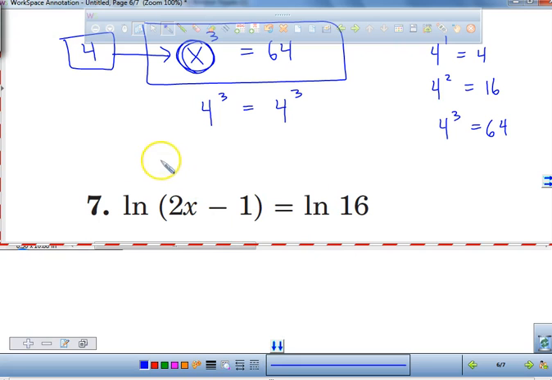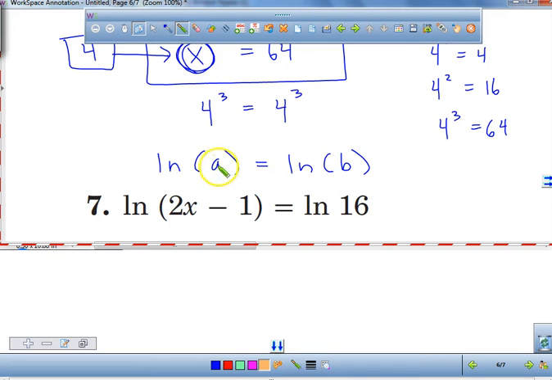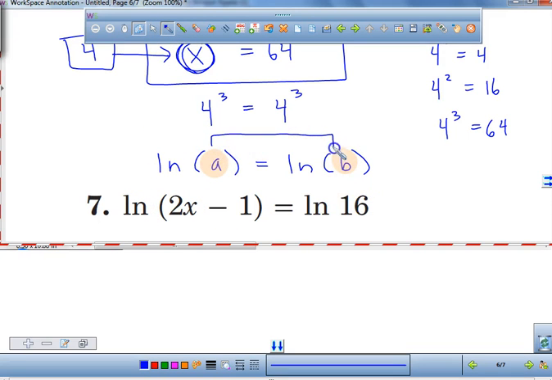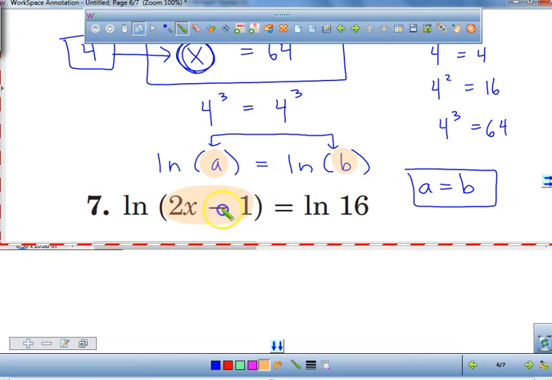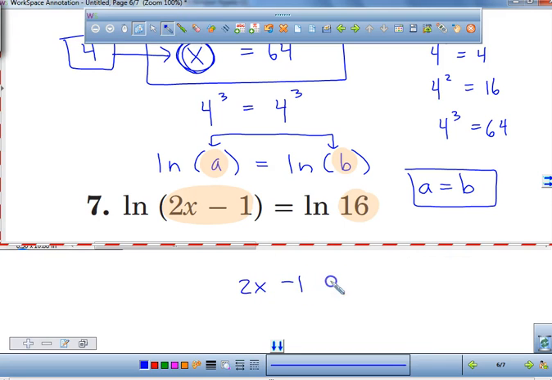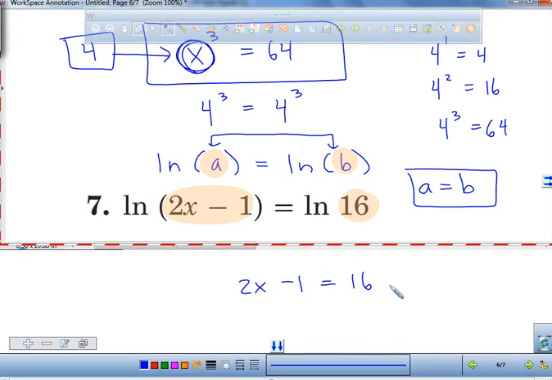Number 7. What I'd like you guys to put in your journal is this. The natural log of A equals the natural log of B. This is another simple problem. I need you guys to understand when you have two natural logs equal to each other, and you see the natural log here, and you see the natural log here, you must know that A must equal B. So 2x plus 20 equals 16. That's all you have to do. You have to know that that's all you have to do to set this up. 2x minus 1 equals 16. This is a very quick problem. It shouldn't take you that long. So go ahead and solve for x, get that taken care of, and we'll move on to a more difficult one.